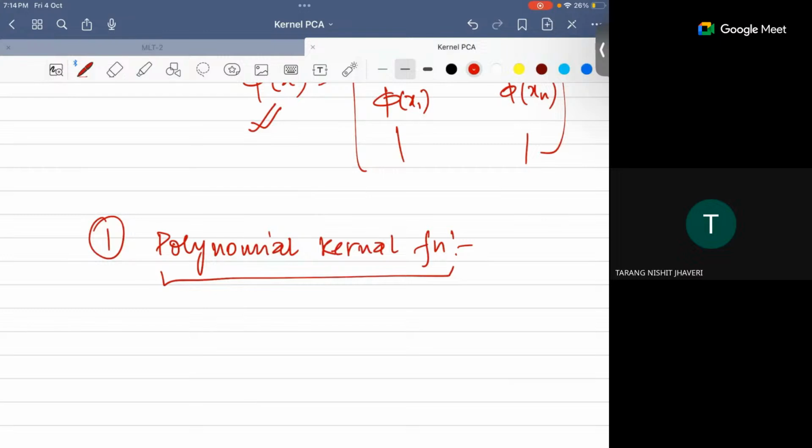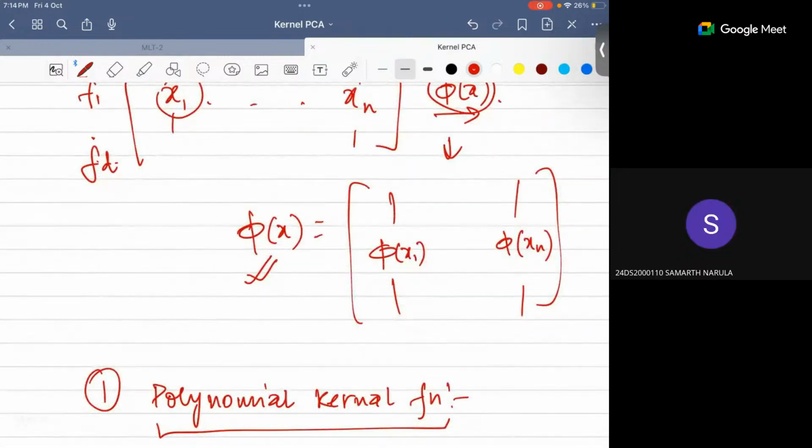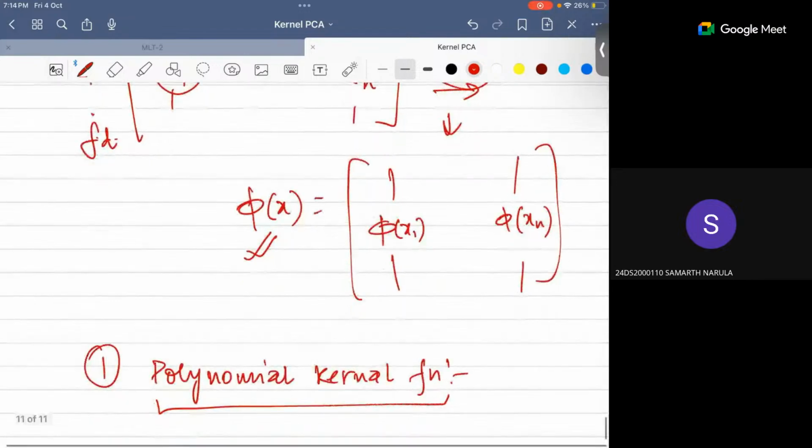Correct. That's the right answer, because, as I told you, it's very difficult to do the mapping and then, after doing the mapping, have to work with the result.